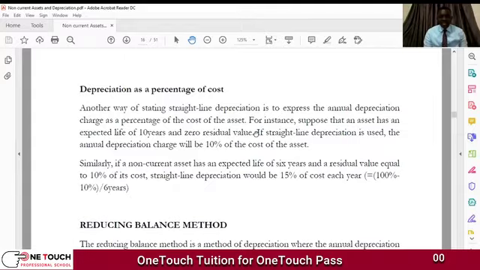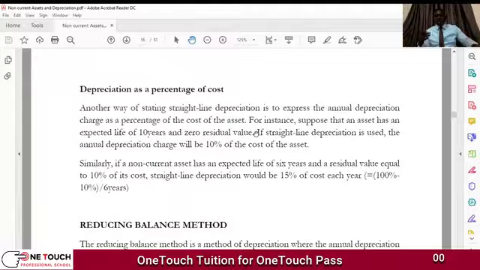Similarly, if the non-current asset has an expected life of 6 years and the residual value equal to 10% of its cost, straight line depreciation will be 15% of cost each year. That is, the cost will be equated to 100% minus the 10% as the residual value. Then you divide by the 6 years to get your rate. That's how I'm getting 15.